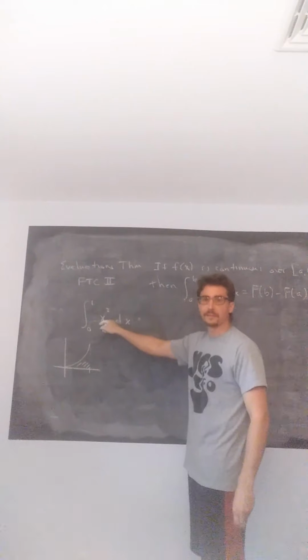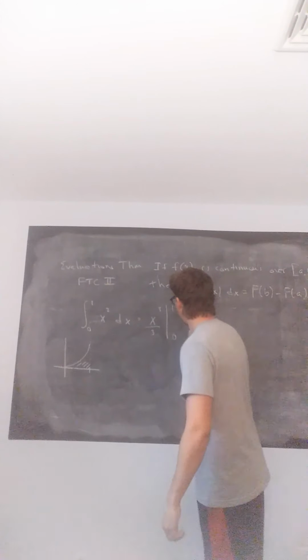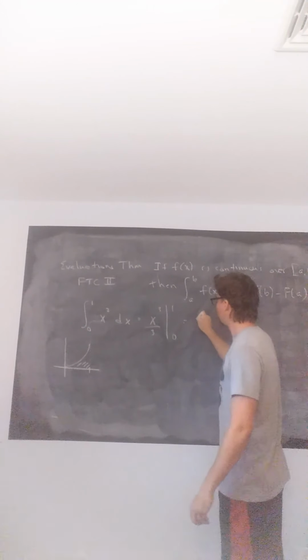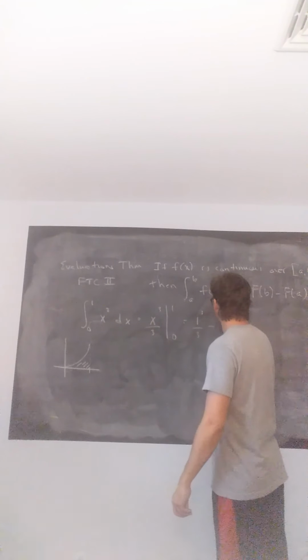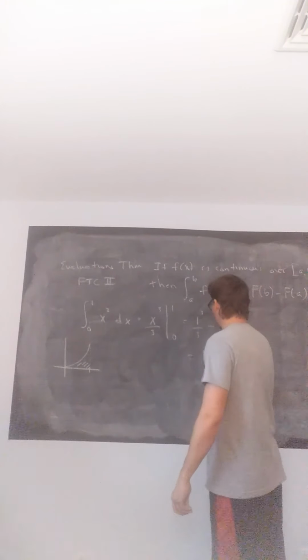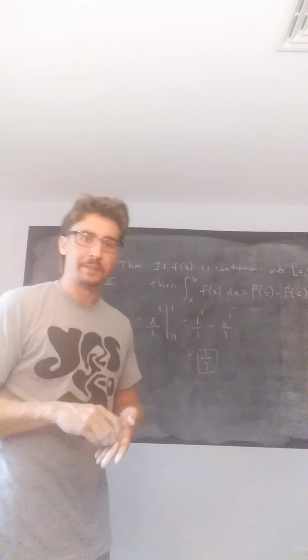Taking the antiderivative of x squared, which is x cubed over 3, and evaluating it at the endpoints, 1 and 0. So you have 1 cubed over 3 minus 0 cubed over 3, which is just 1/3. So look at that. Without doing any ugly limits and sigma notation, you have the exact area of 1/3. And that is how we find a definite integral.